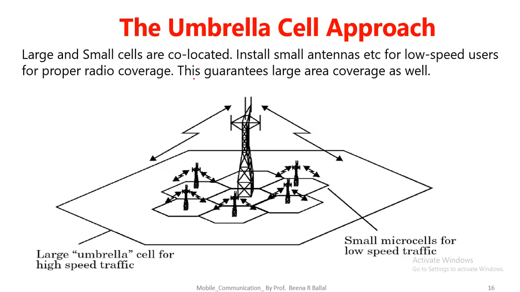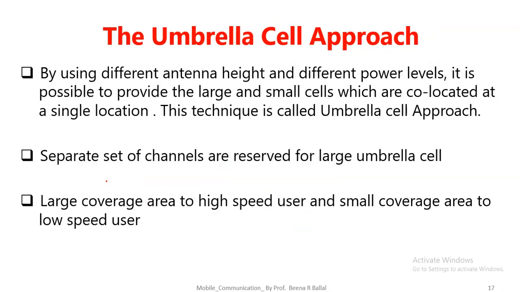Now in the umbrella cell approach, as you can see in the diagram, there are large cells and there are small cells which are co-located. So whatever you see inside a larger hexagonal cell, those are my smaller cells, and this is my large cell. Now this concept is particularly used for proper radio coverage. That means this guarantees larger area coverage as well as smaller area coverage.